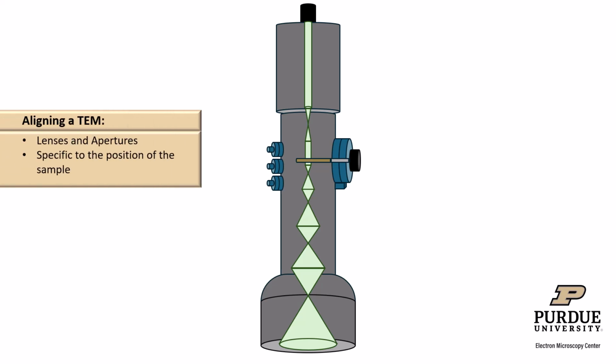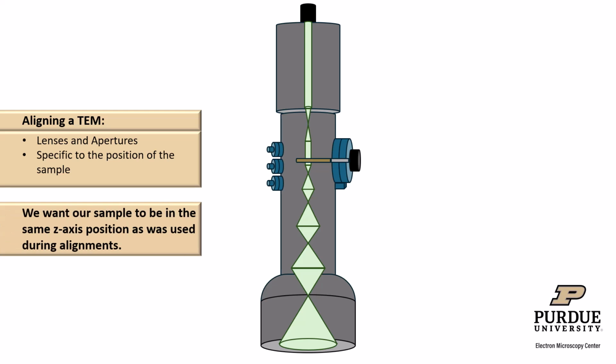And in order to produce high-quality TEM images, we have to align all of the lenses and apertures. And that alignment is very sensitive and is specific to the position of the sample in the z-axis, that is to say, vertically. Because of this, we need to find a way to always position the sample at the same z-axis position in the TEM as accurately as possible. And this is where eucentric height comes in.